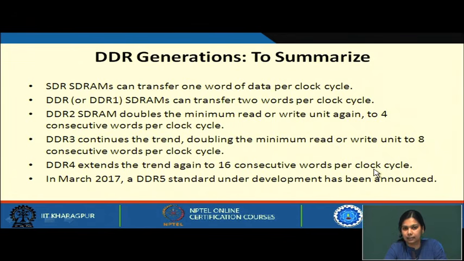per clock cycle. This was expected. In March 2007 a DDR5 standard was announced and is under development, but it will still take a little time to come to the market.